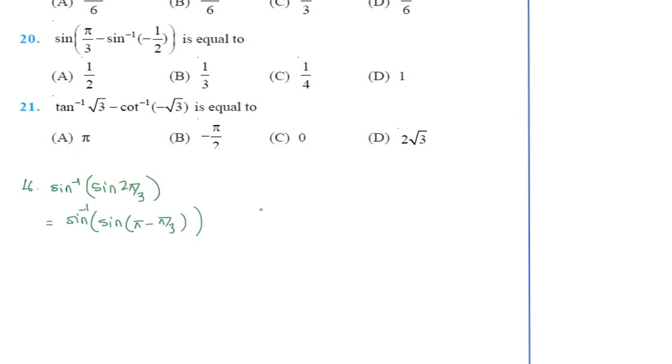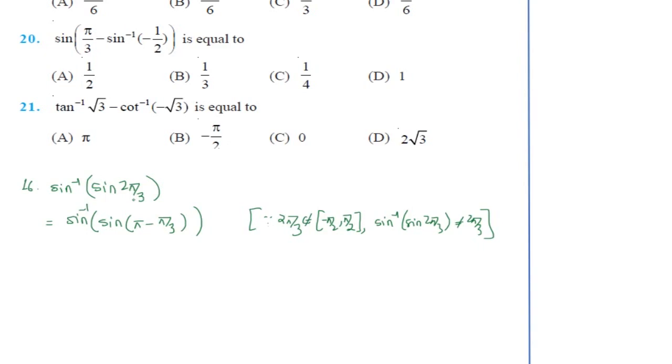Why? Since 2 pi by 3 does not belong to minus pi by 2 to pi by 2, sine inverse sine 2 pi by 3 is not equal to 2 pi by 3. Well, many of you would be confused why it isn't 2 pi by 3. But please remember that we always define sine inverse from minus pi by 2 to pi by 2. So the value of sine inverse of sine x must lie between minus pi by 2 to pi by 2.